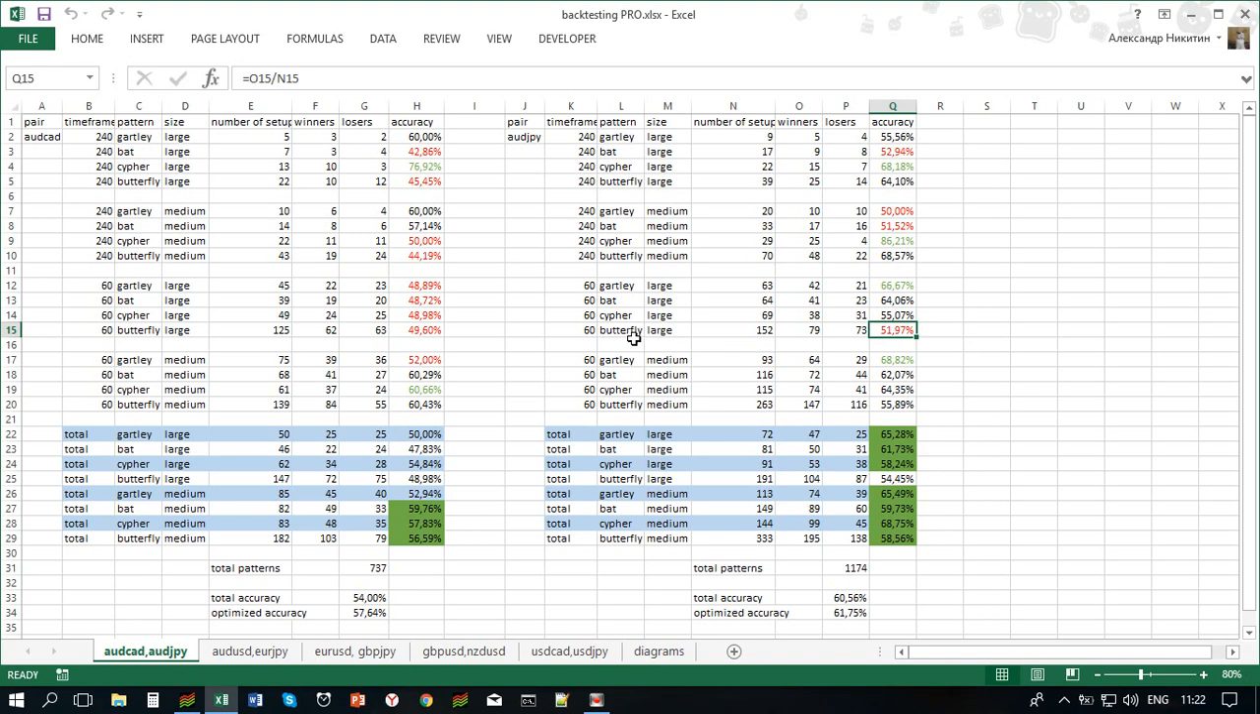Well, don't trade large butterflies. That's it. This is the answer to your question: why don't my patterns work? Because large butterfly is not very good on Aussie Yen. Aussie Yen is a bit of a strange pair. It has its own personality. But Gartleys 68%. It loves Gartleys. Gartleys work best on Aussie Yen. On 1 hour, 4 hour, not 4 hour. 1 hour is pretty good.